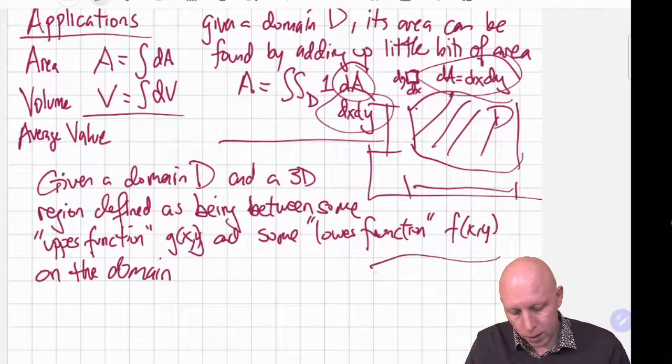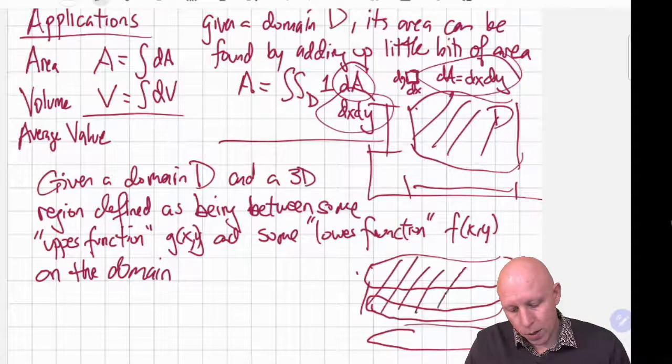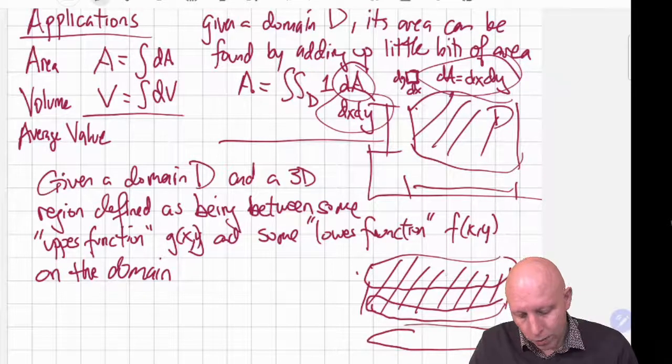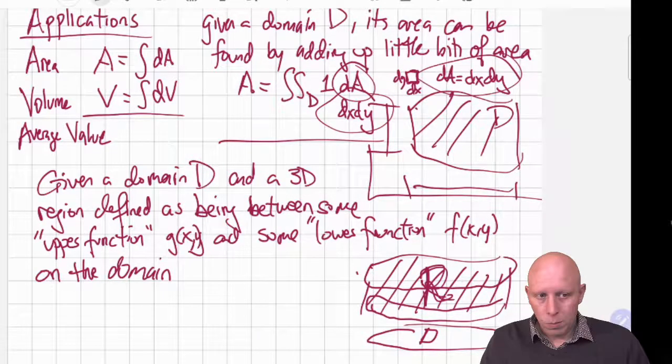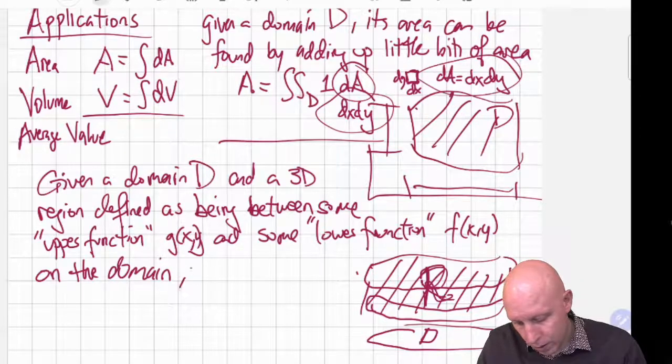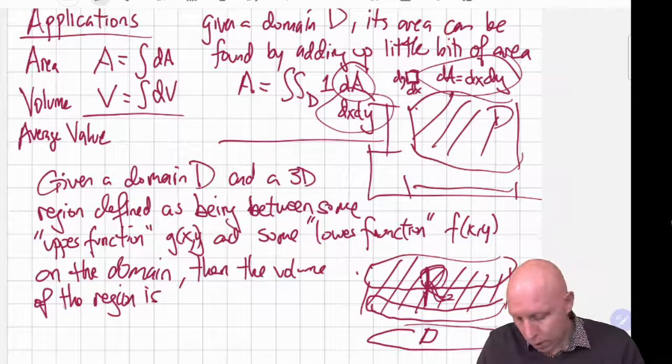So what does that look like? We've got our domain down here, and maybe we've got some curves, and we've got our region here. We'd like to find what's the volume of this region. So we're defined over domain D. Then the volume of the region is V equal to the integral of dV.